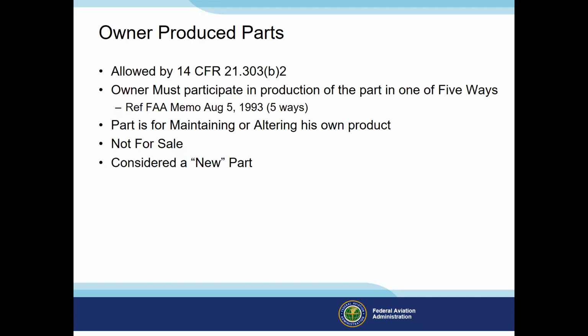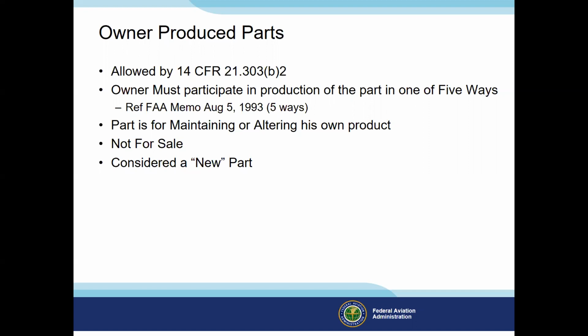So a little bit more on owner-produced parts. It is allowed under 21-303. The owner must participate in the production of the part in one of 5 ways. There was an FAA memo in '93. And some of those ways are: the owner provides the manufacturer of the part with the design or performance data.